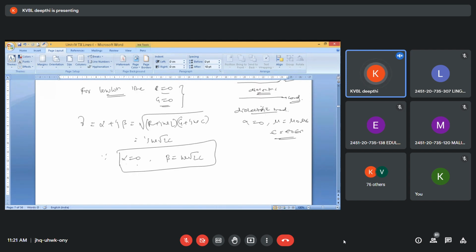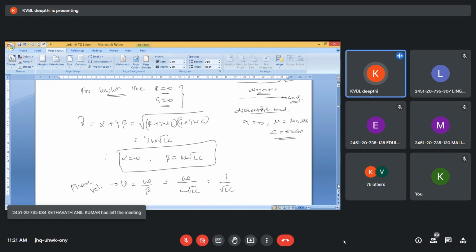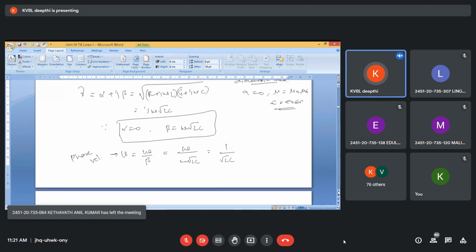For a low loss line we take the alpha value as 0, but in general we will not get the value exactly as 0. Okay, so now when we are having these two values, what will be the phase velocity? Velocity is equal to omega by beta, which is omega by omega into root LC, equal to 1 by root LC. This we will call the phase velocity, V is equal to omega by beta.